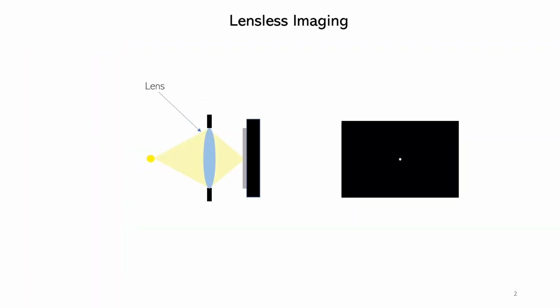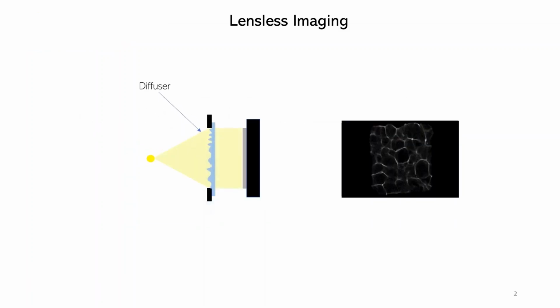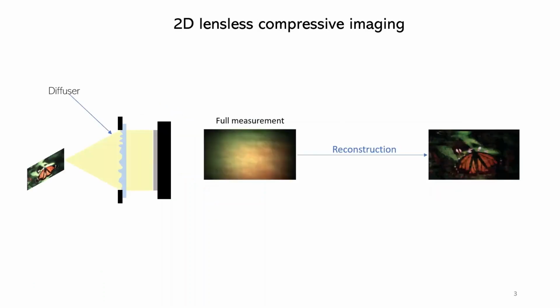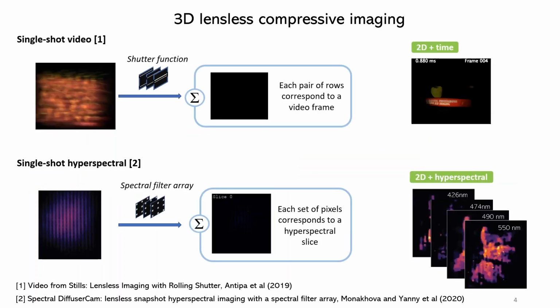When a lens maps a point in the world to a point on the sensor, a diffuser maps each point to a pattern. Since each point maps to many points on the sensor, we can leverage compressive sensing to recover the full scene from a subset of pixels. This framework has shown that we can encode video or hyperspectral content into different subsets of pixels and then recover a full video or hyperspectral data cube without much loss in resolution.